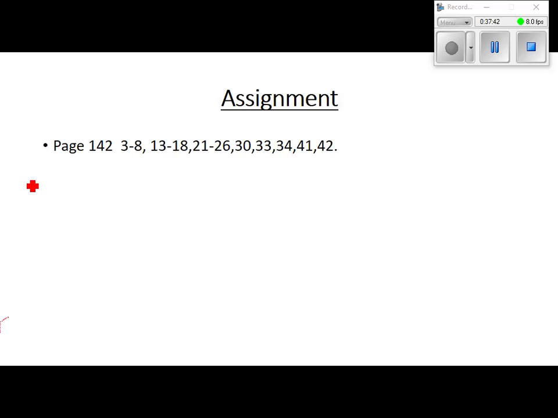Since we got through pretty quickly, let's look through here. I was gonna see if there was a 2-column proof and maybe do it for you. Problem 34 looks like a 2-column proof.